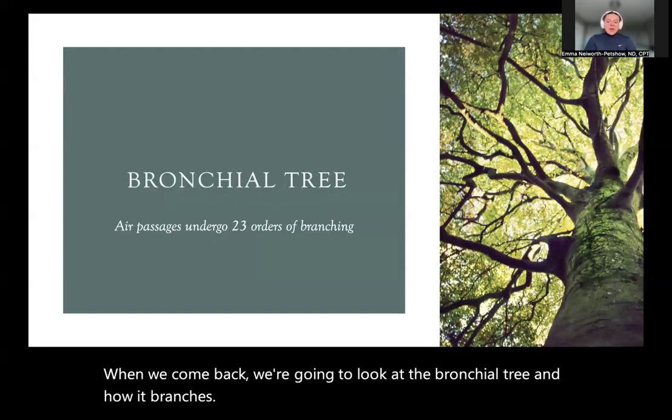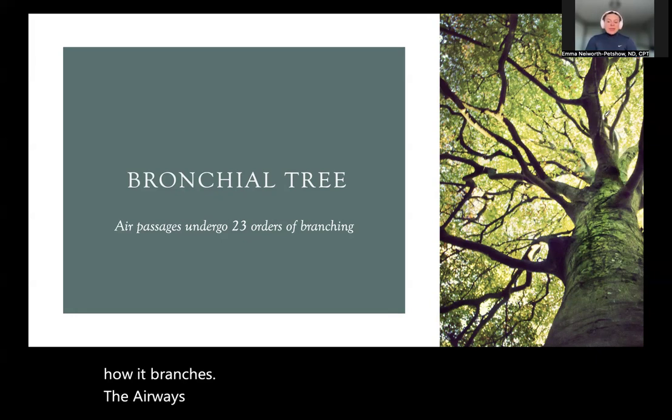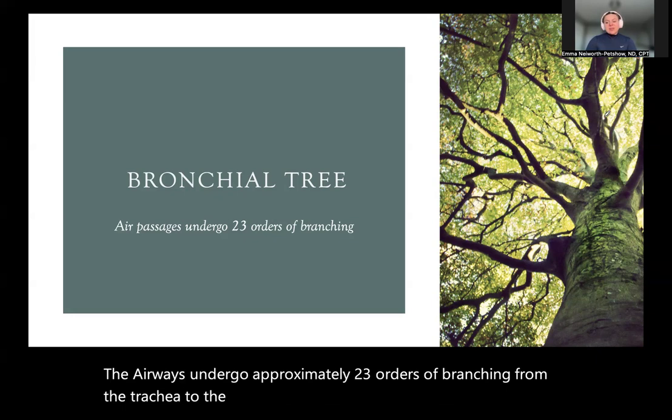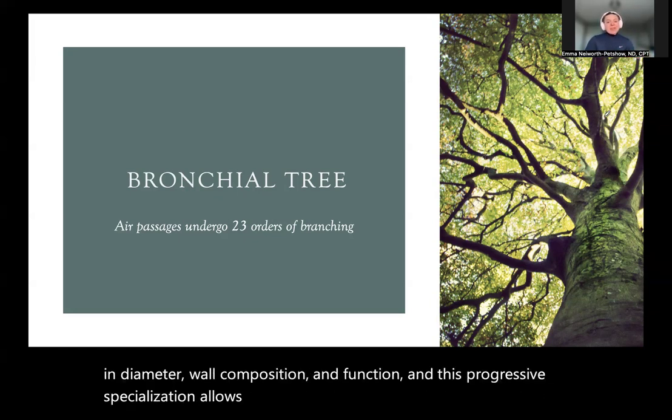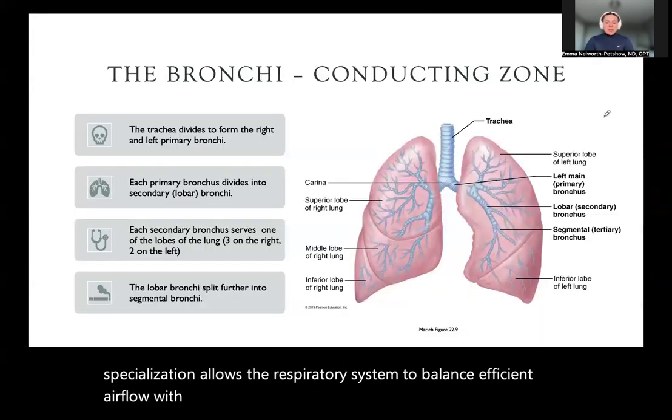The airways undergo approximately 23 orders of branching from the trachea to the alveoli. Each branching level introduces changes in diameter, wall composition, and function. And this progressive specialization allows the respiratory system to balance efficient airflow with maximal surface area for gas exchange.